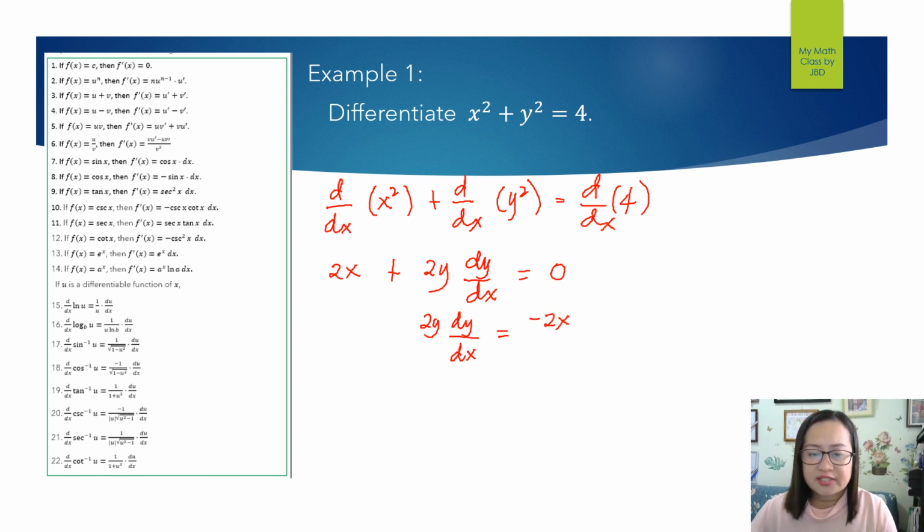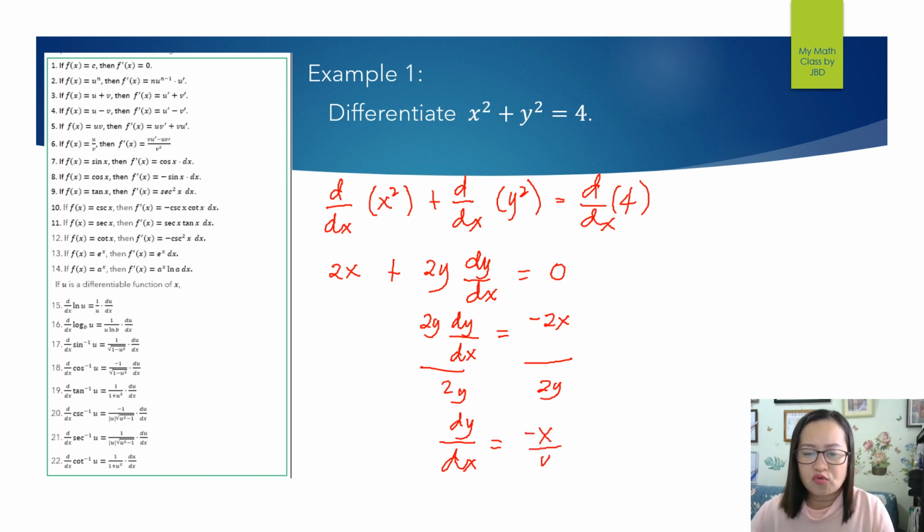And then we isolate dy dx by dividing both sides of the equation by 2y, so that we will have dy dx at the left side, and then we simplify the right side, which is equal to negative x over y. So we were able to get the derivative of x squared plus y squared equals 4 by implicit differentiation.